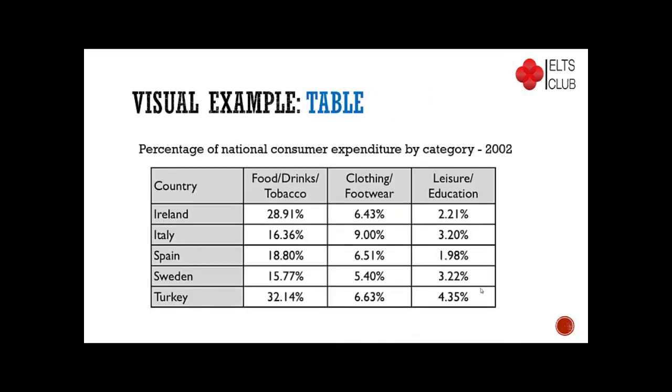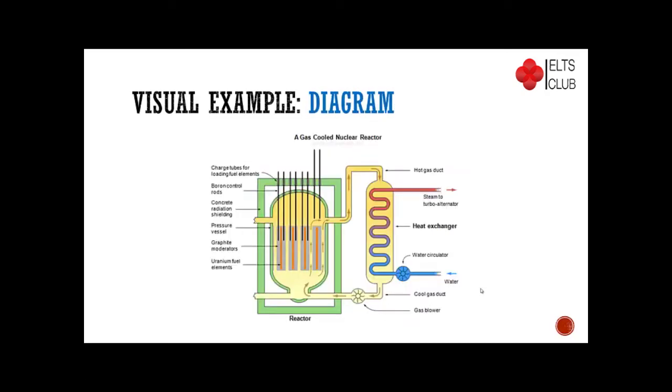I'm sure we all know what a table is. This table here gives information on consumer spending on 4 categories of products in 5 different countries in 2002. In diagrams like this one, we see a combination of words and pictures. This diagram is showing us how steam is produced using a gas-cooled nuclear reactor.